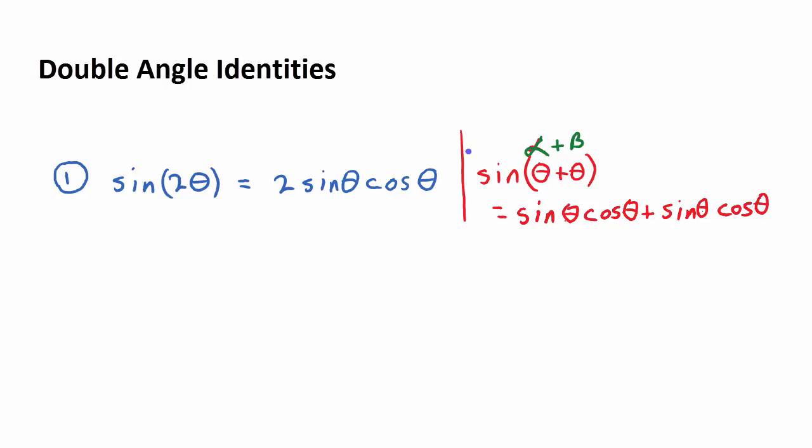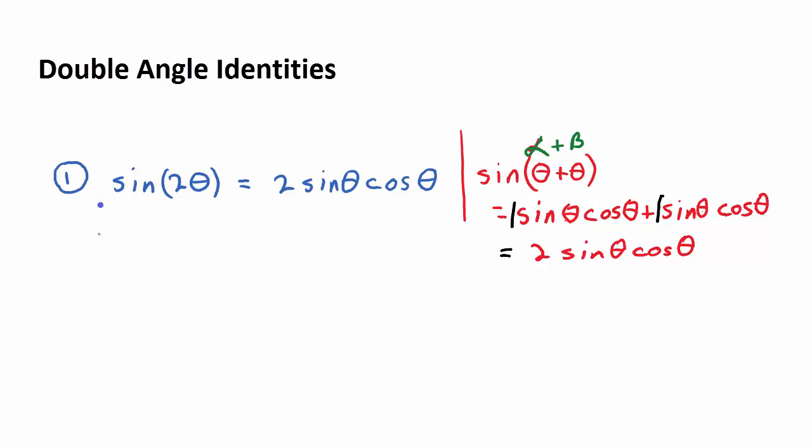And these are like terms. You have 1 sine theta cosine theta here, 1 sine theta cosine theta here. How many do you have all together? You have 2 of them. 2 sine theta cosine theta. It's that easy to prove the double angle identity for sine.